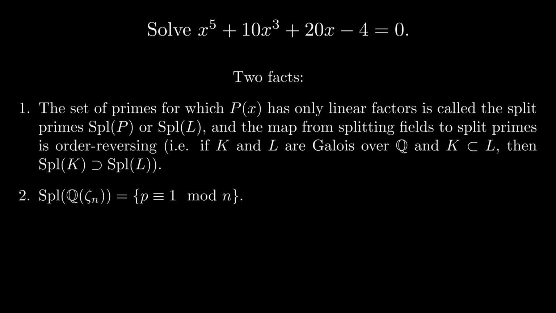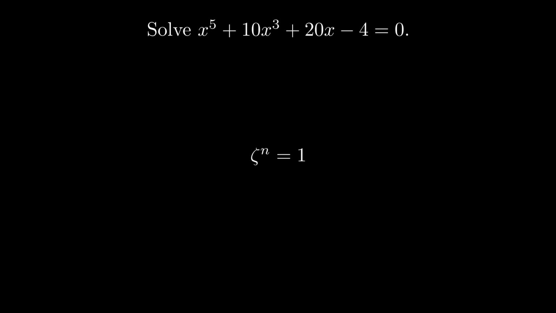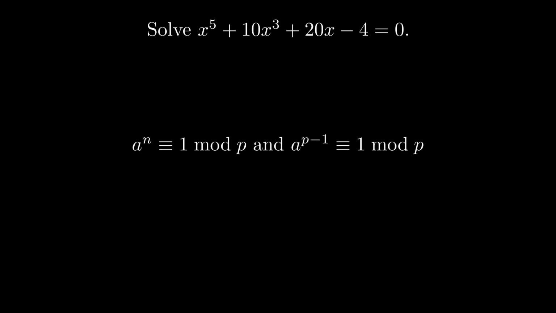And the second fact is that the split primes for this specific field Q adjoin zeta n are exactly the primes that are 1 mod n. This should also make sense with the avatar interpretation, because if the polynomial for zeta n splits mod p, then Z mod p has an avatar for zeta n, which is an element whose nth power is 1, and for whom no lower power is 1. Say the avatar is a, then a to the n is equal to 1, but also a to the p minus 1 is equal to 1 by Fermat's little theorem, so p minus 1 must be a multiple of n, which is exactly the condition that p is 1 mod n.